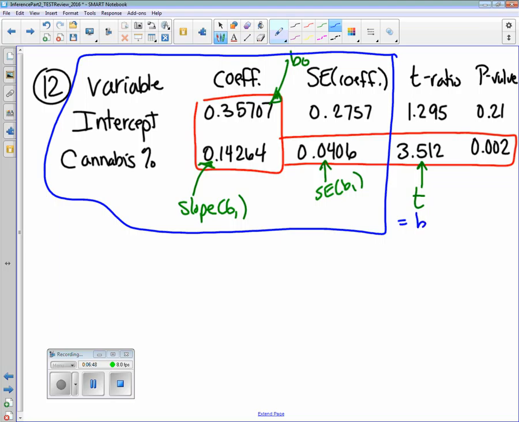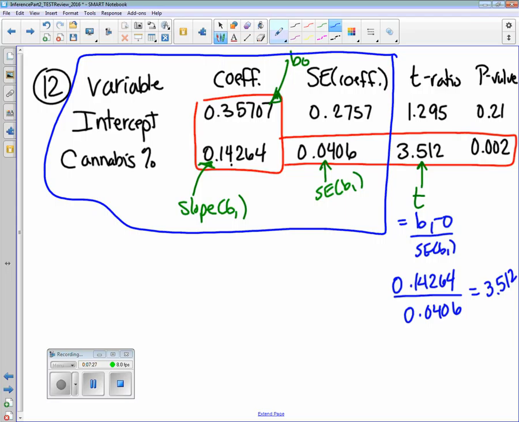It's going to be your slope minus 0 divided by the standard error of the slope. So it's this number minus 0 divided by that number. Right? So try on your calculator, see if it's not true. Is 0.14264 divided by 0.0406 that 3.512? Check it for me. It should be, but check it on your own with the calculator. Is it 3.512? It is. It should be, right?